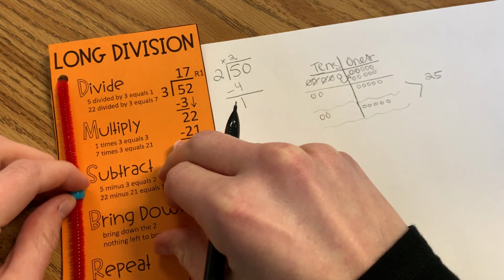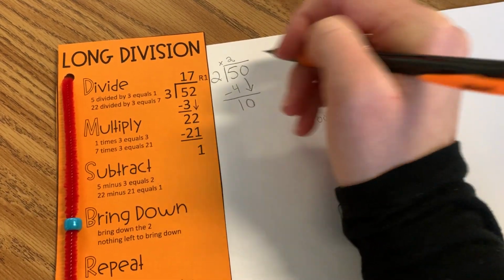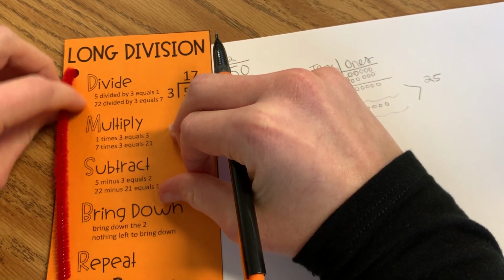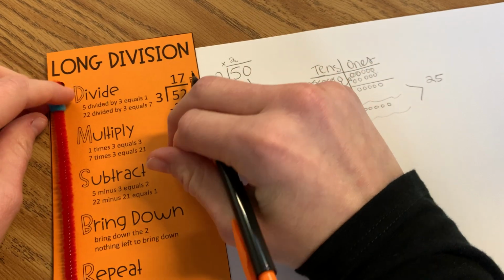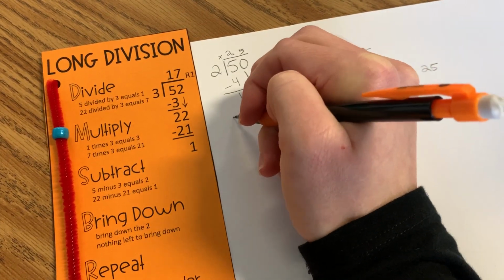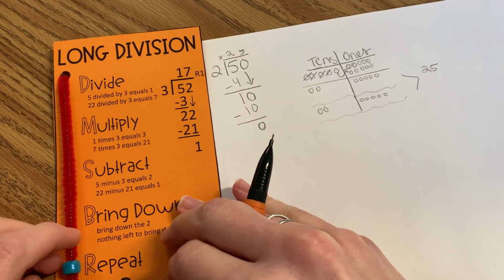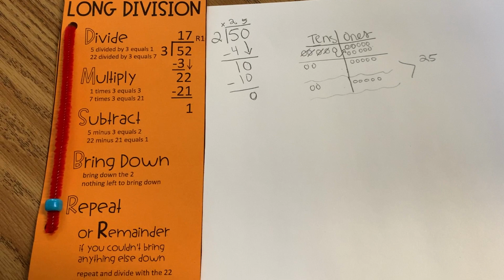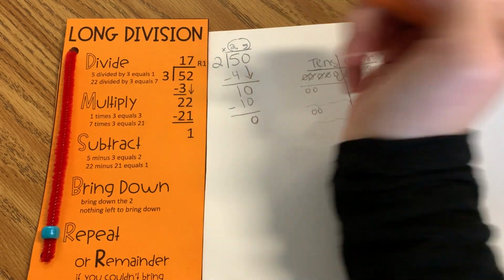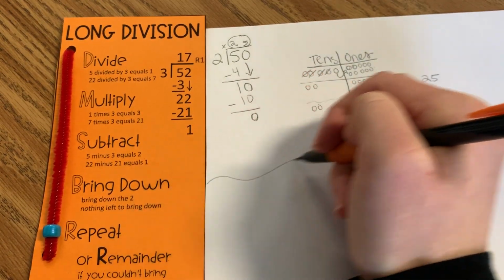Now I'm gonna bring it down and I have 10. 2 times what gives me 10? Well, 2 times 5. I'm gonna write my 10 here so I can subtract, and then I have 0 left over. There's nothing to repeat and there is no remainder. So 25 is my answer. Let's look at another one.